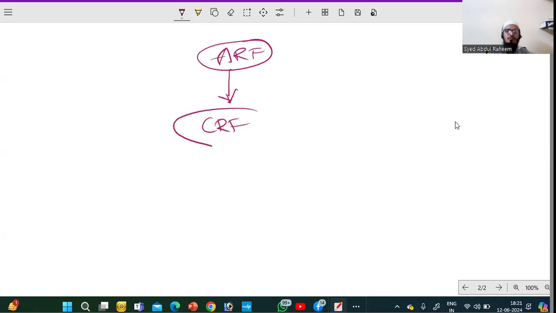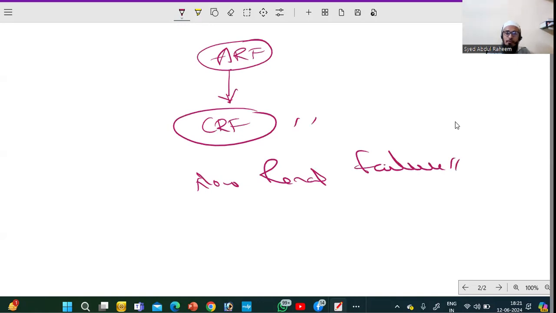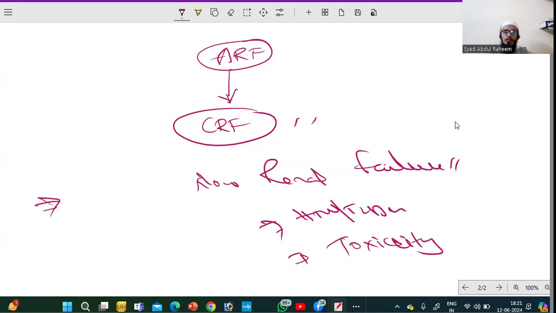So yesterday we talked about acute renal failure. Today the same topic will be continued as chronic renal failure. Okay. So this is very important, and nowadays renal failure is most common because of hypertension, diabetes. These are the primary causes, and secondary are the use of toxic substances, toxicity, and third one is any other issues.